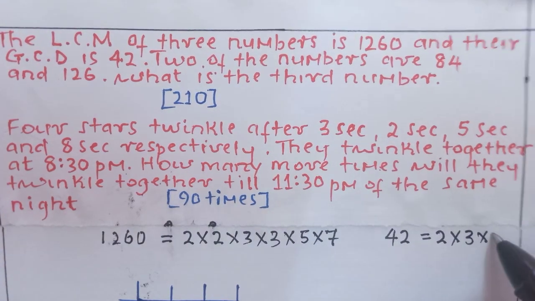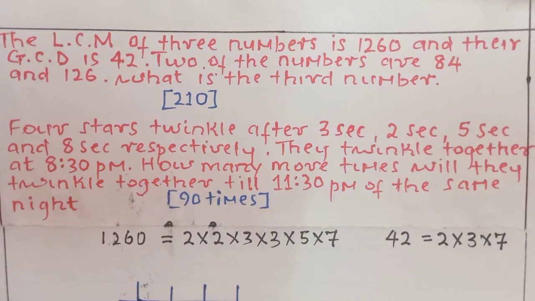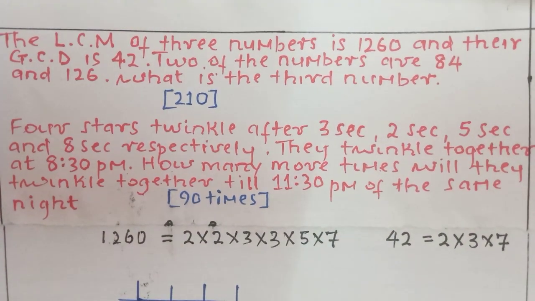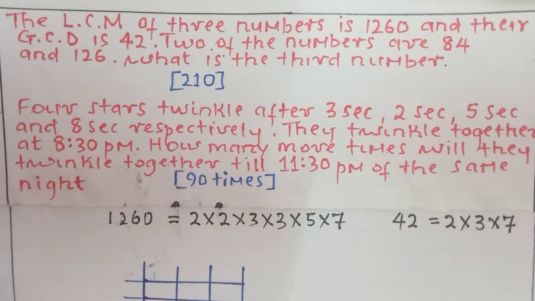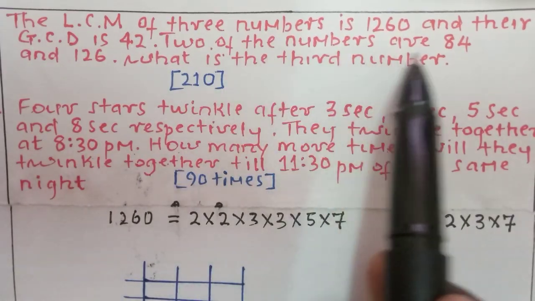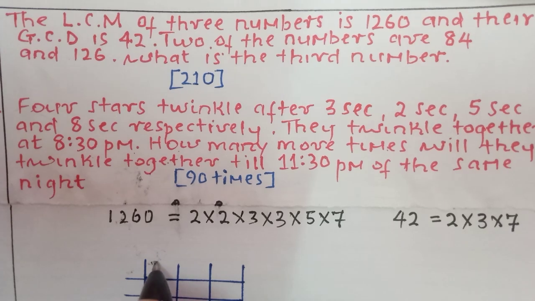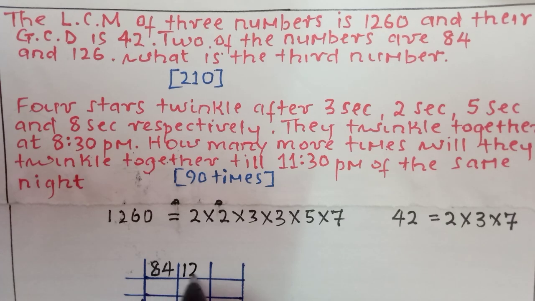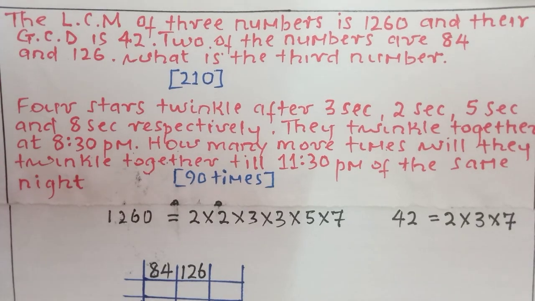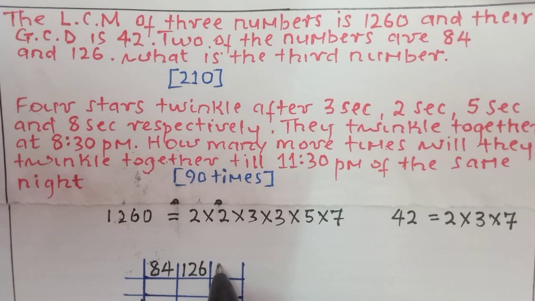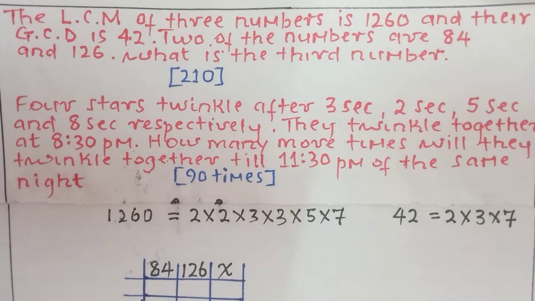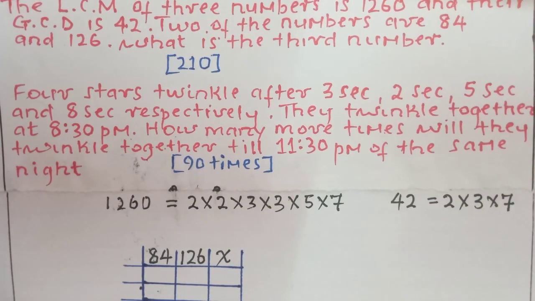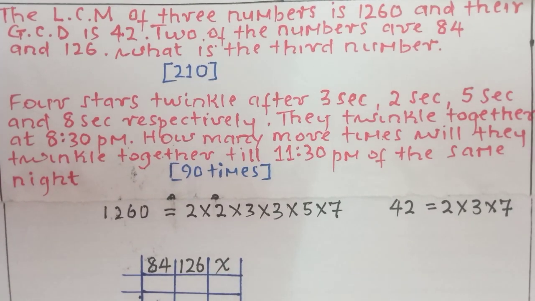So now when we come to solve the question, we are going to look at the numbers that we are given. Two of the numbers are 84, we have 84 there, and we have 126. So guys, we are looking for this number. We call it X.